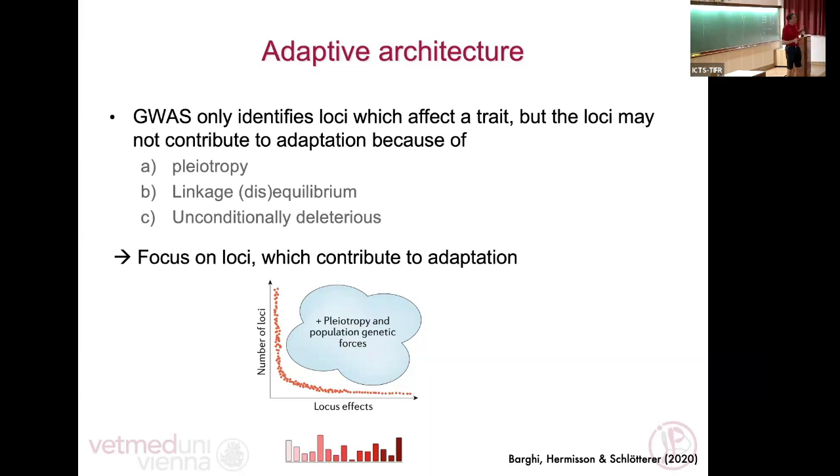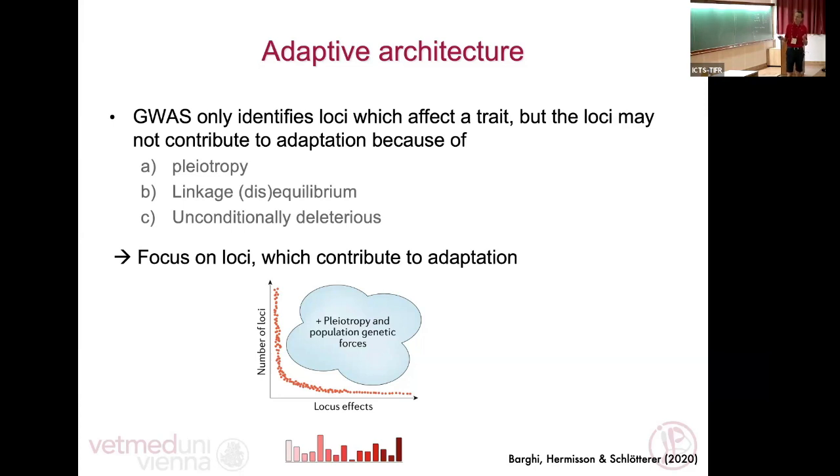GWAS. There are several reasons why the loci you detect with GWAS cannot contribute to adaptation. The first one is pleiotropy, which I think is a very important one. Another one could be linkage. And the third one is that these loci that you detect with GWAS are just unconditionally deleterious. These are bad alleles, and they can never contribute to adaptation because it's just bad.